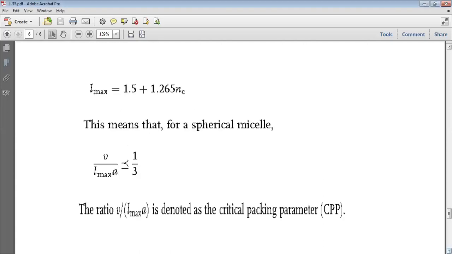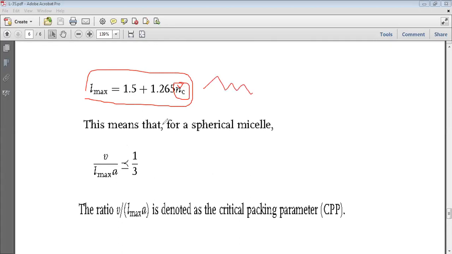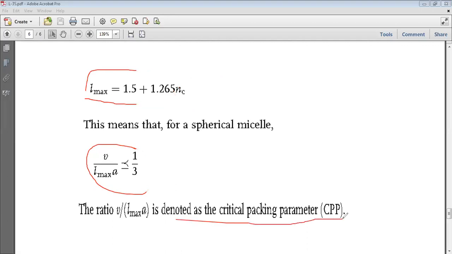Also, this maximum chain length is related by the expression 1.5 plus 1.265 n_c, where n_c is simply the number of carbon atoms in the chain. This means that for a spherical micelle, V upon L_max a is less than or equal to 1/3. We already know that V upon L_max times a is denoted as the critical packing parameter.